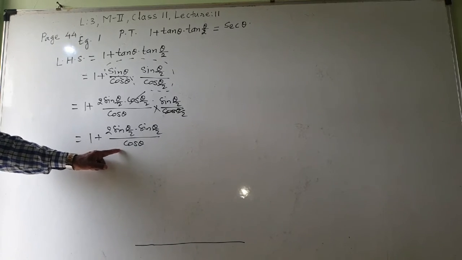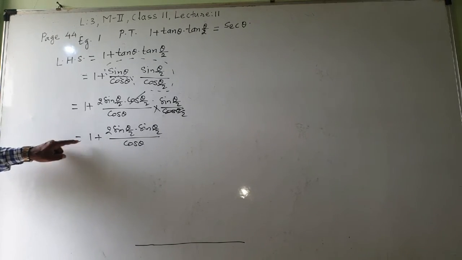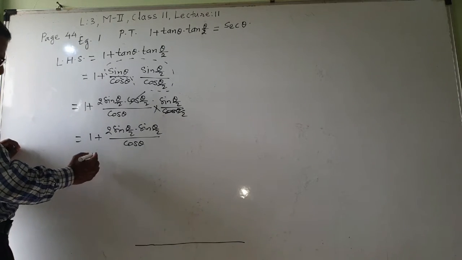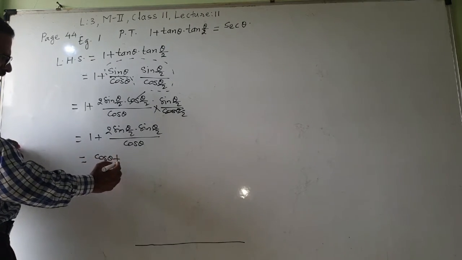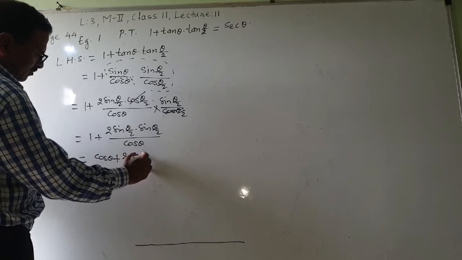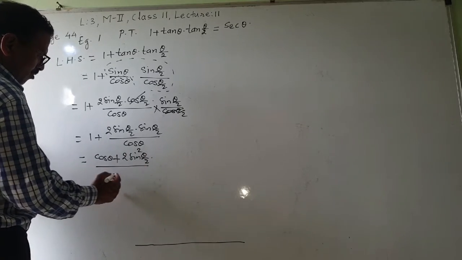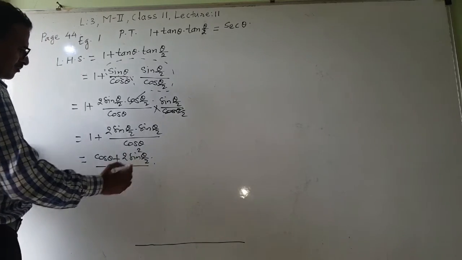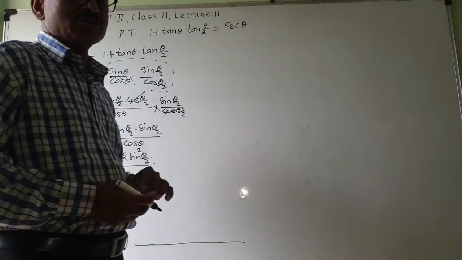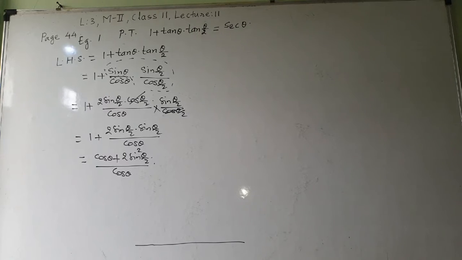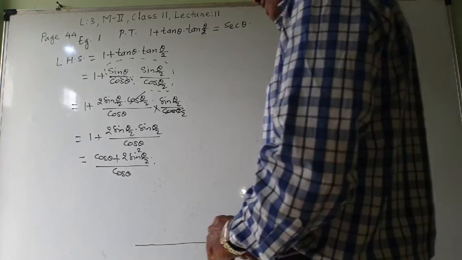So this cos theta I will multiply over here. So that is equal to cos theta plus 2 sin theta by 2, 2 sin square theta by 2 upon cos theta. So hope that you have understood this. Just write it down. Hope that you have understood this.